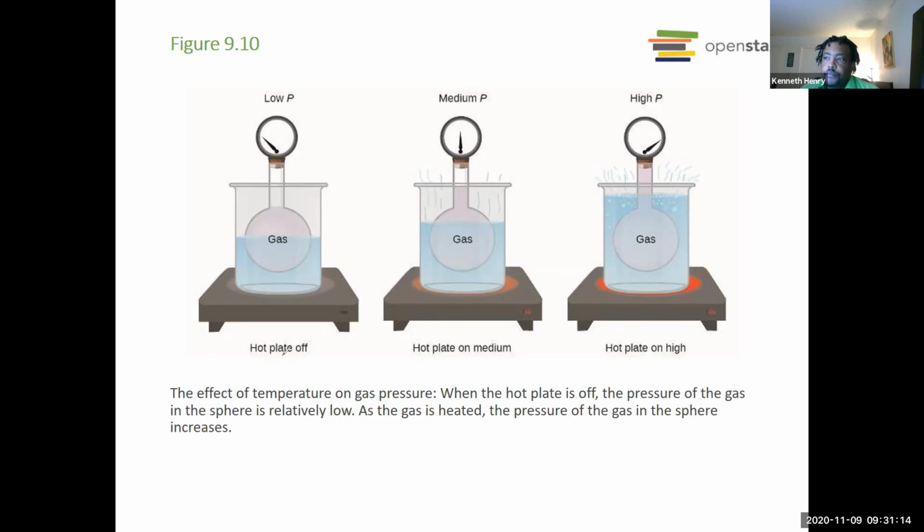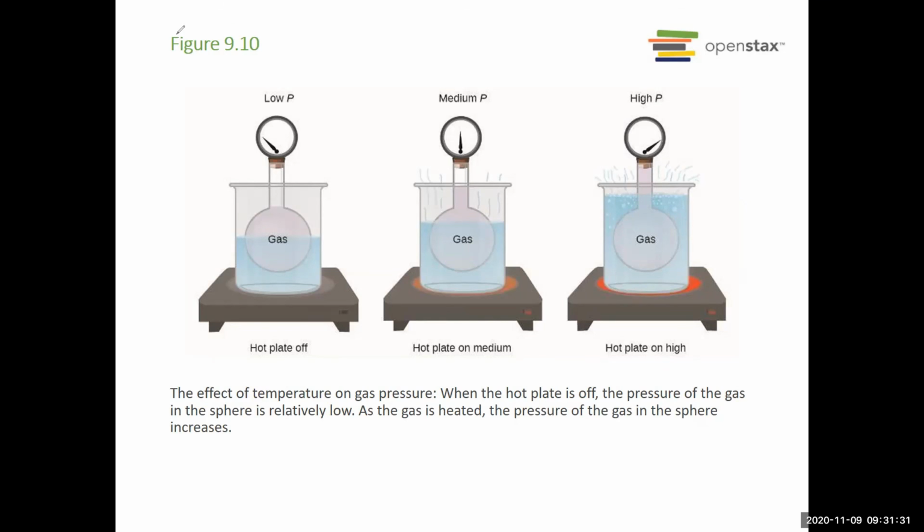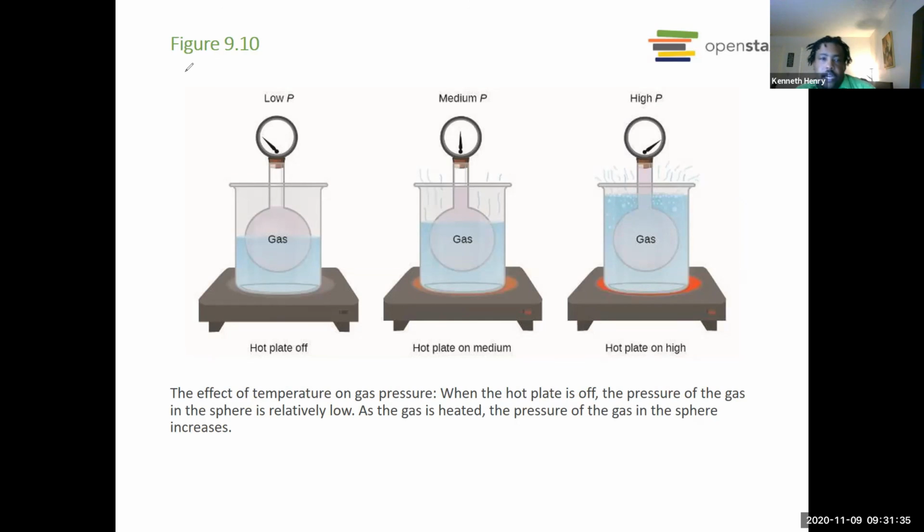Low pressure. So when the plate is turned off, there's no heat provided. The pressure of the gas is going to be low. Okay. Now, if we turn it up to medium, what's going to happen to the pressure? It's going to go up. And then if I turn it up to high, what's going to happen to the pressure? It's going to go up a lot. So that means that pressure is directly proportional.